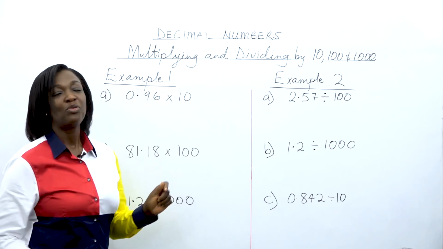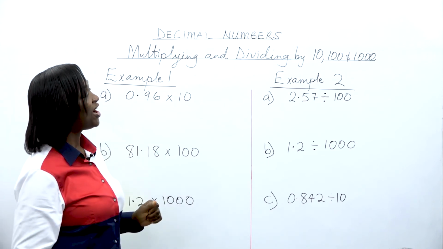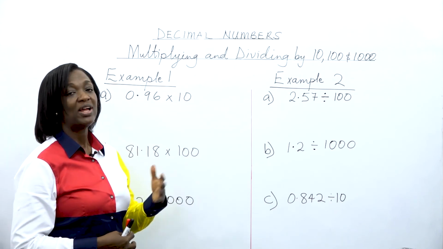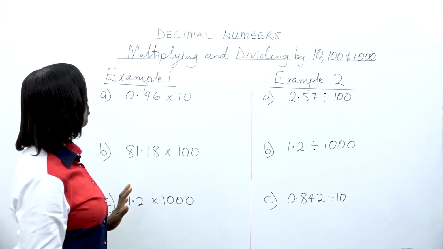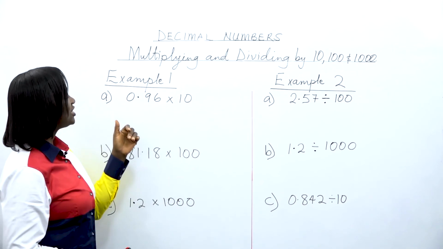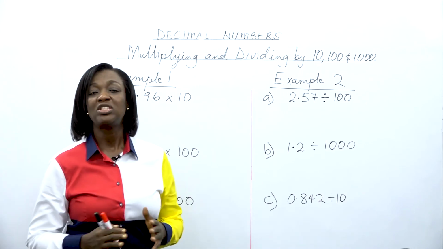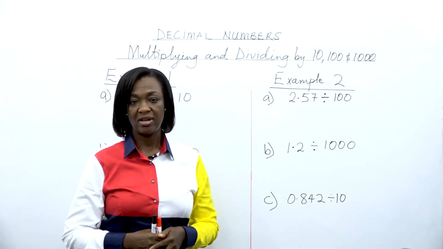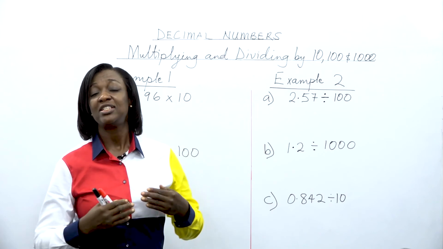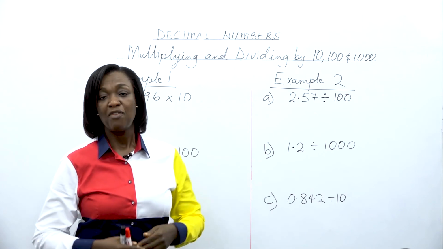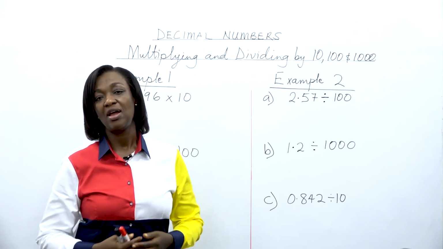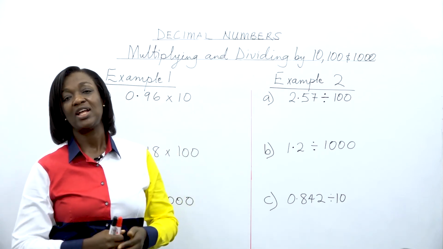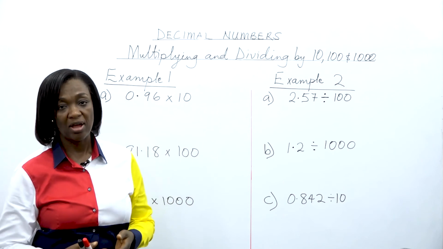In this example, we want to learn how to multiply and divide by powers of 10. So by 10, 100, or 1,000. Example 1 says 0.96 times 10. When you multiply any number by 10, the number gets 10 times bigger. If you multiply a number by 100, it gets 100 times bigger. If you multiply by 1,000, it gets 1,000 times bigger.